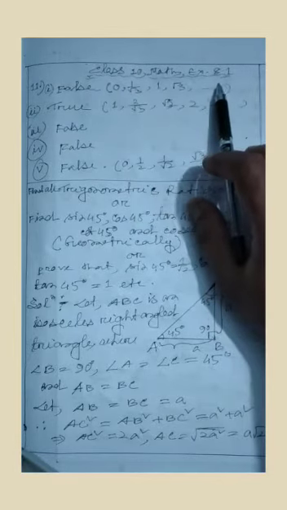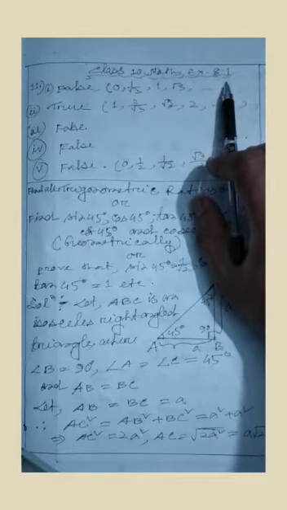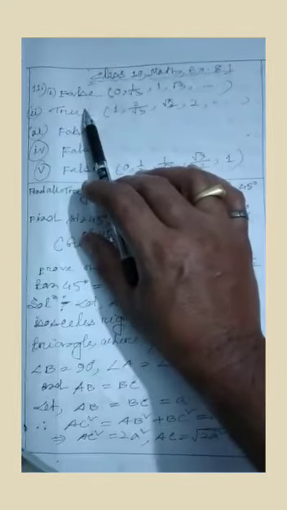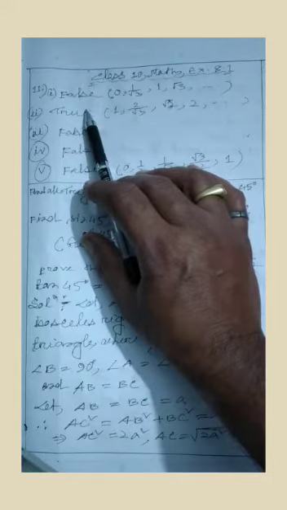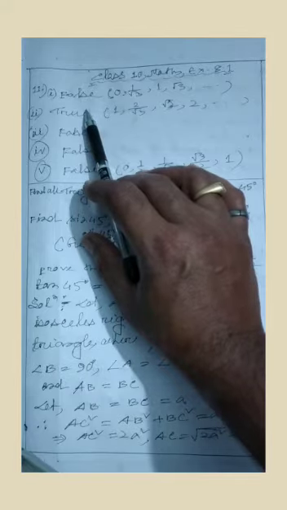Today I will start exercise 8.1. Question number 11. State whether the following are true or false. Justify your answer. Question number 1, you listen. The value of tan A is always less than 1.